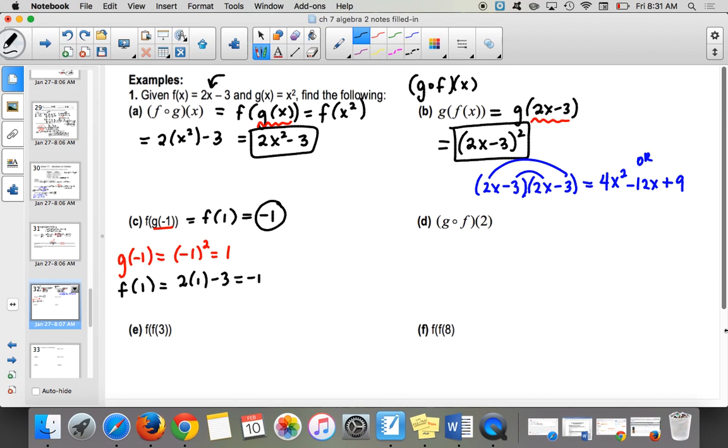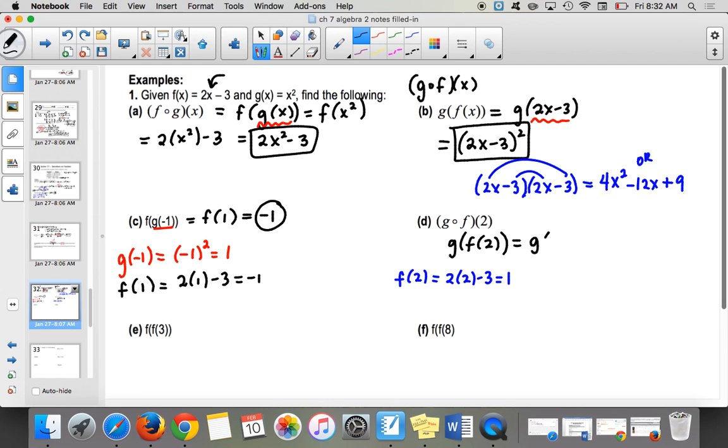All right, so the next one. I have g of f of 2. So let's rewrite it, g of f of 2 like that. And we work from the inside out. If you need to go off to the side and say, what's f of 2? f of 2 is going to be 2 times 2 minus 3, which is going to be 1.